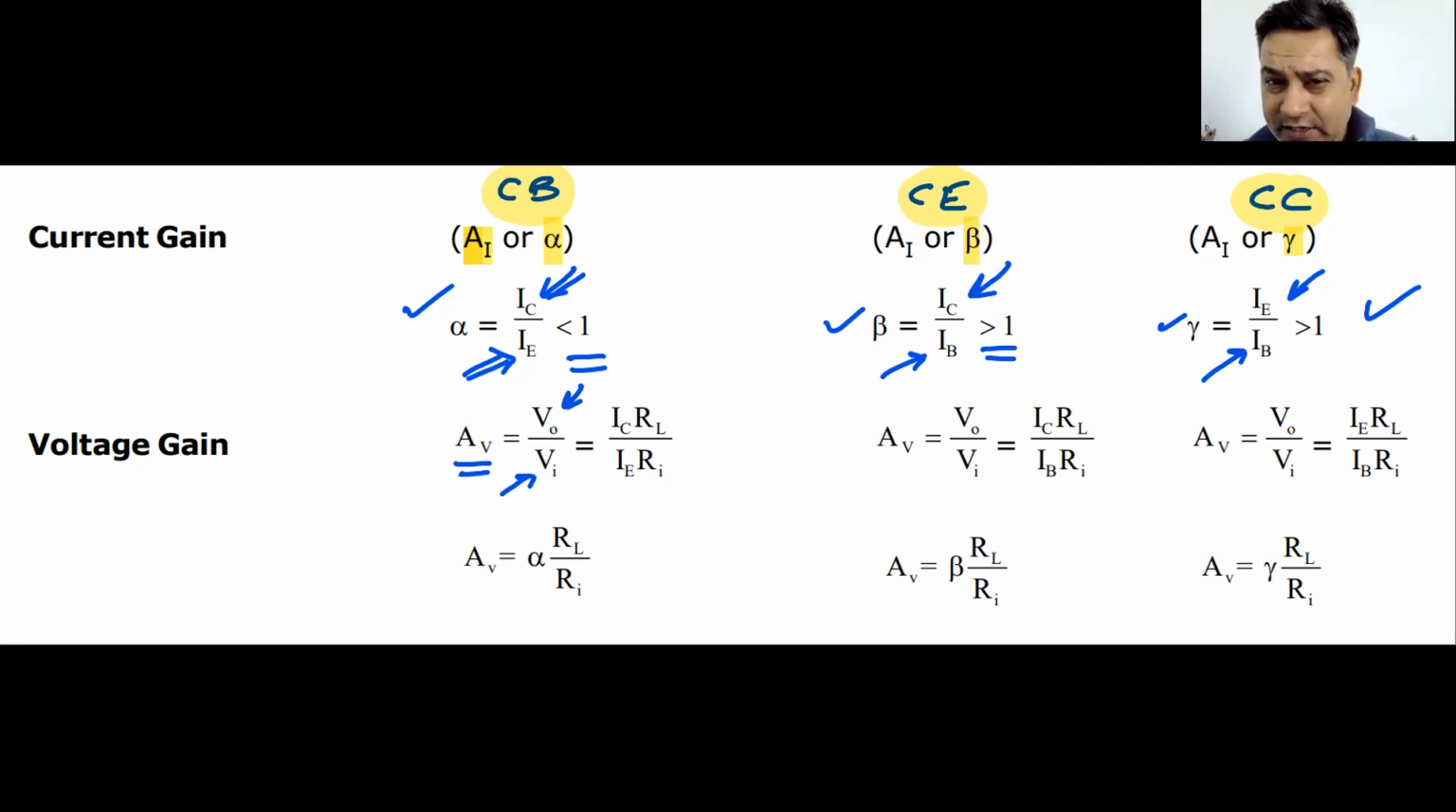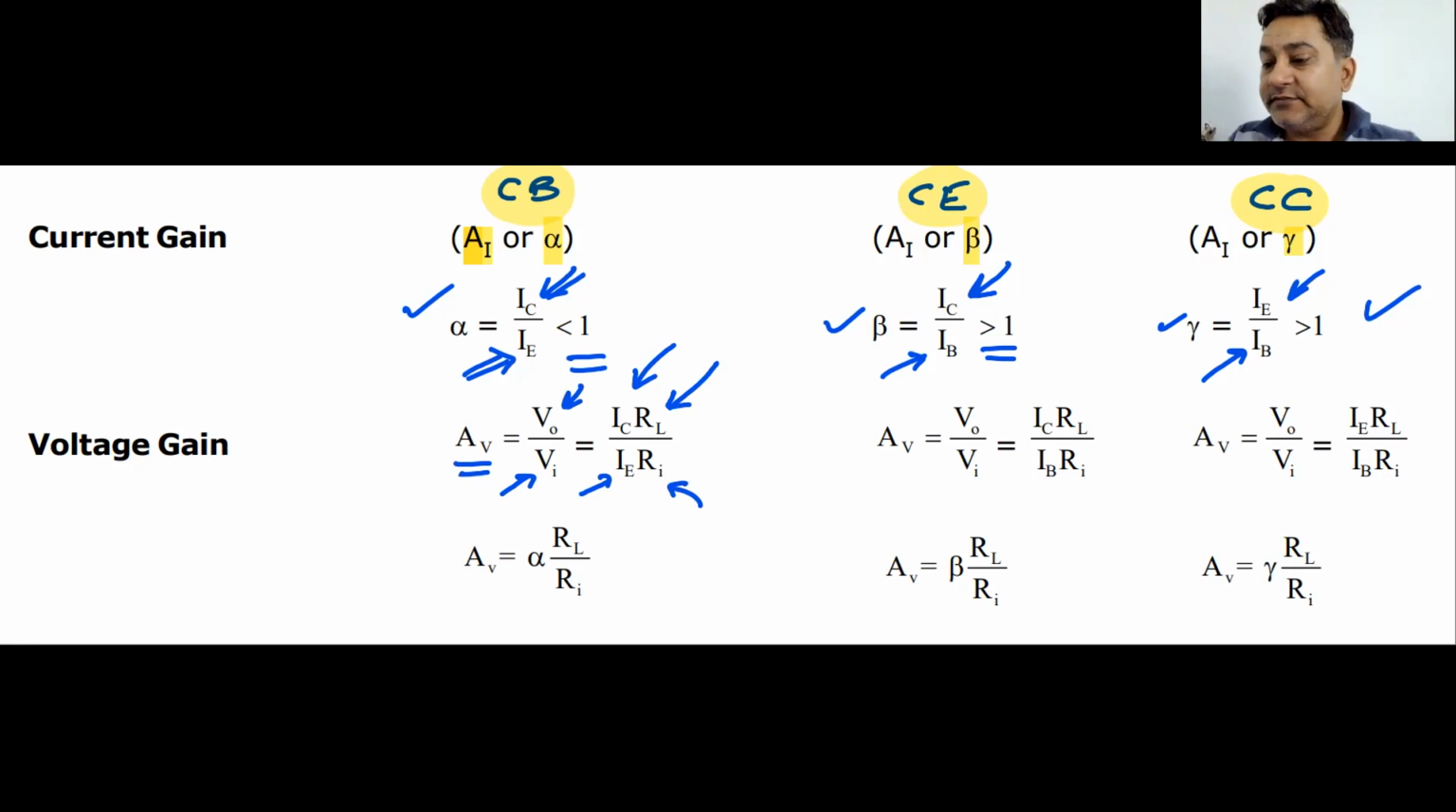Voltage V is equal to IR. We remember this. Output current is IC. The load is RL. So IC multiplied by RL will be the output voltage. IE multiplied by input resistance will be your input.